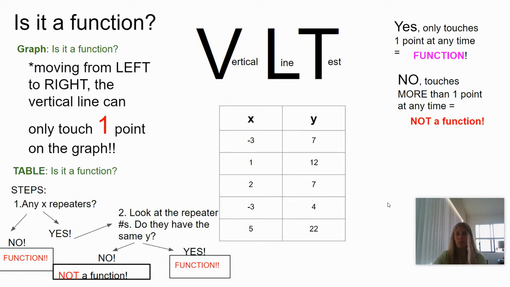Our first -3 goes to 7. It's up here. Our second -3 goes to 4. It's down here. So that means that it wouldn't pass the vertical line test. That means that it is not a function, because at that point on my vertical line at -3, it has 2 different values of y. So in this case, no, it is not a function.